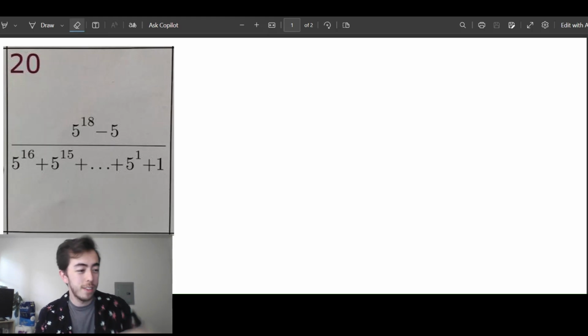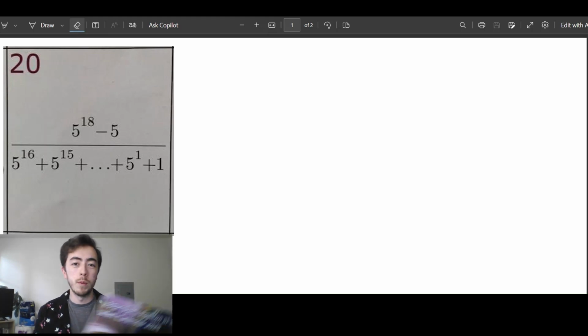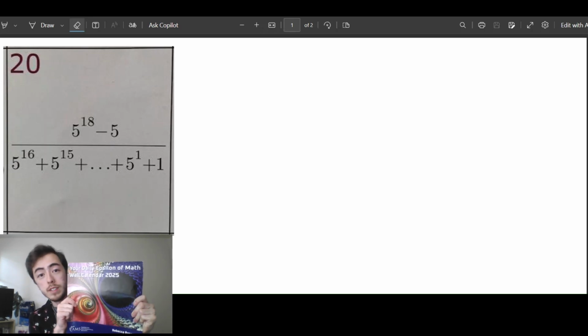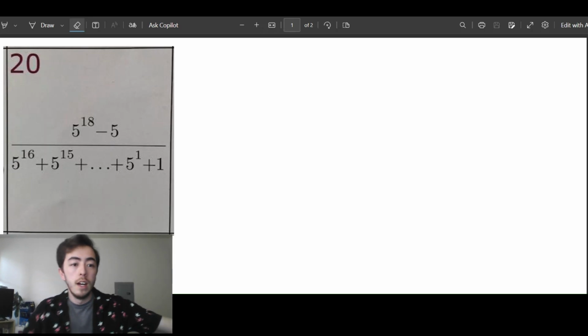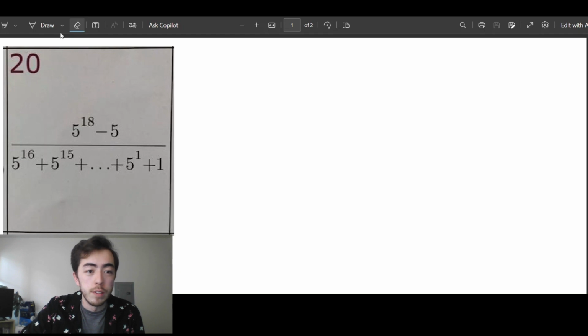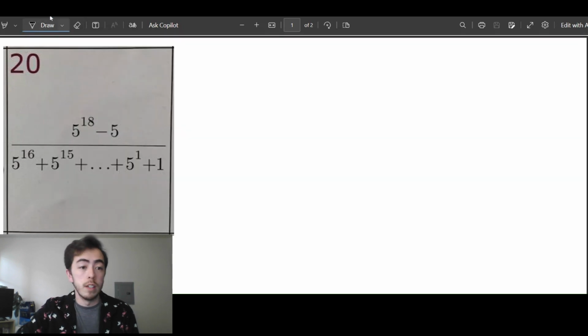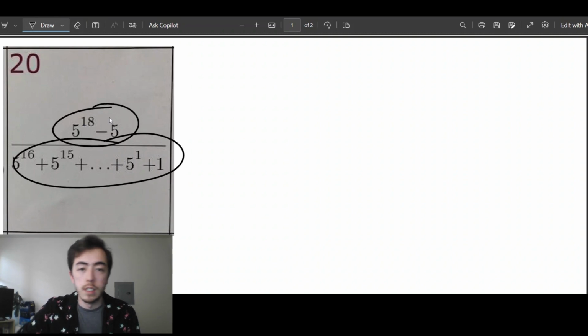Today is June 20th, and we're solving problem number 171 from this Daily Epsilon calendar. We need to show why this fraction is equal to 20 for today. So I see, well, it's a fraction. There's a numerator, there's a denominator. The denominator is a really long sum. Looks like there's 17 different terms, all different powers of 5.